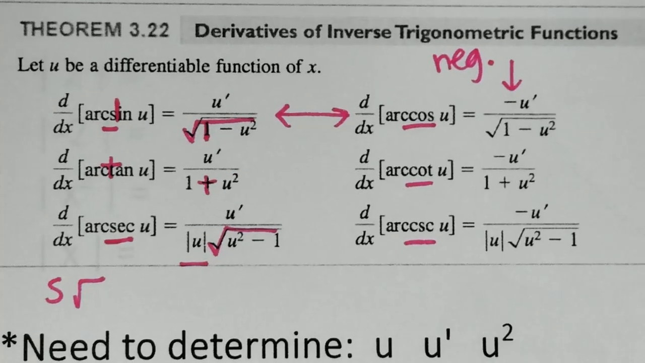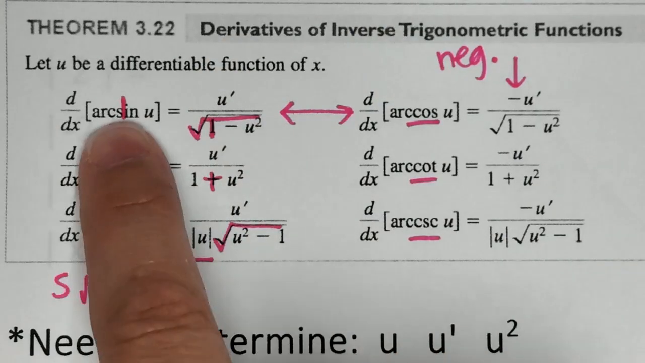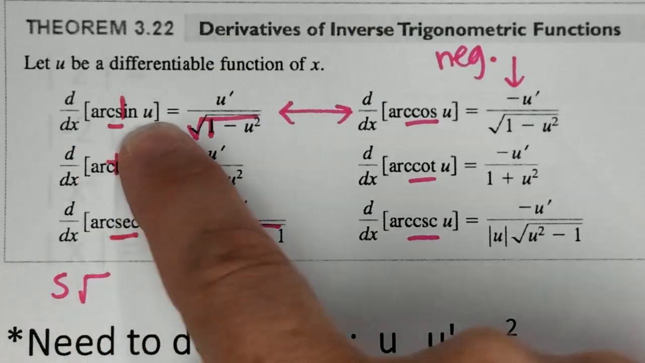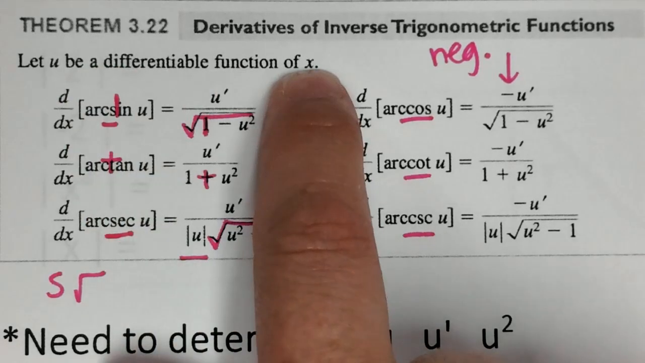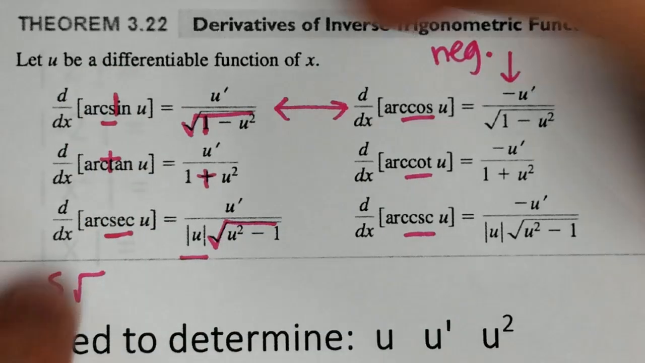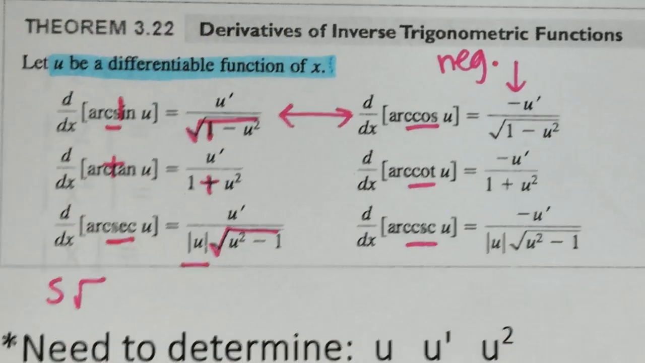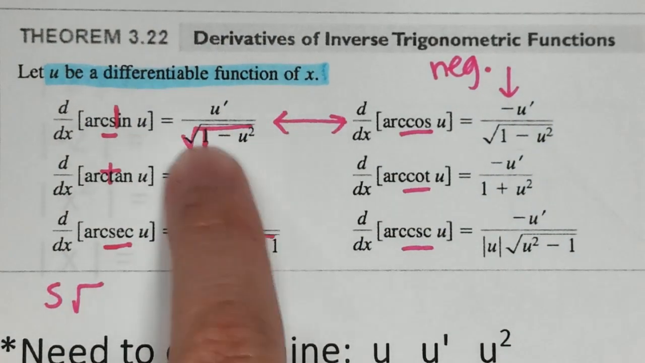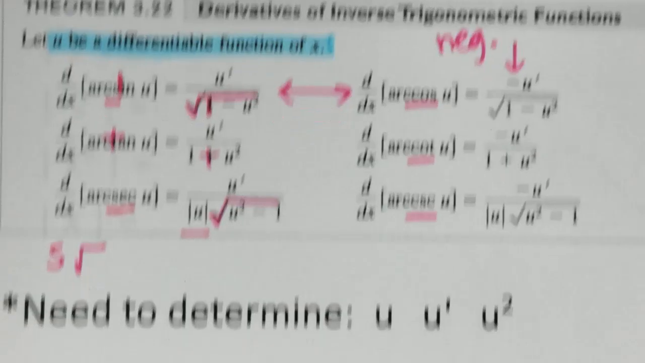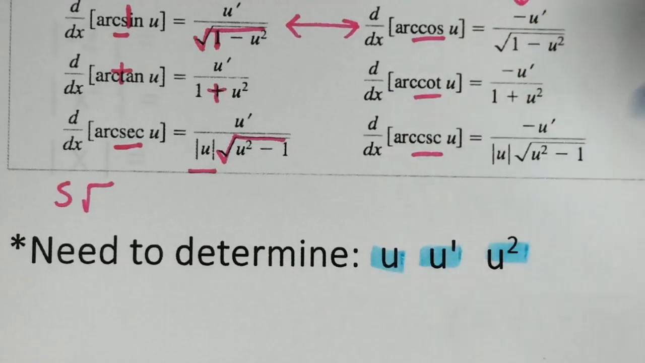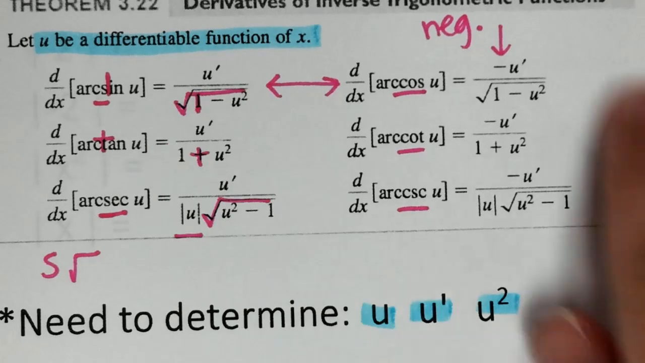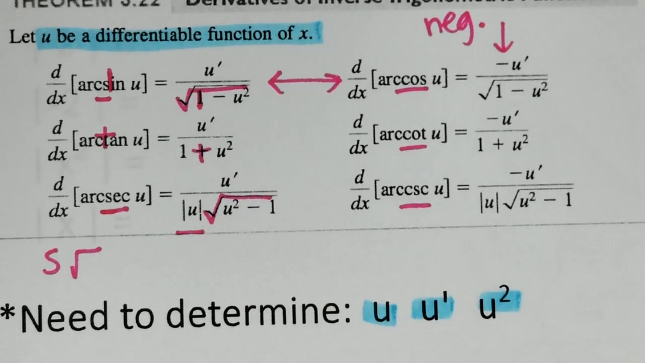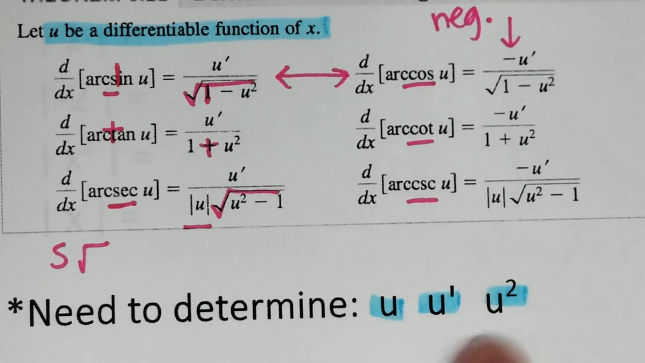Now, to work these problems, if you're trying to find the derivative of the arcsine of some function u, remember that u is a differentiable function of x. What you need for this rule is you need to know what's u, what's u prime, and what's u squared. If you have these three things, then you're just going to stick them in one of these 6 formulas, and that's it. So this is what I call my pre-work. Let's try a problem.